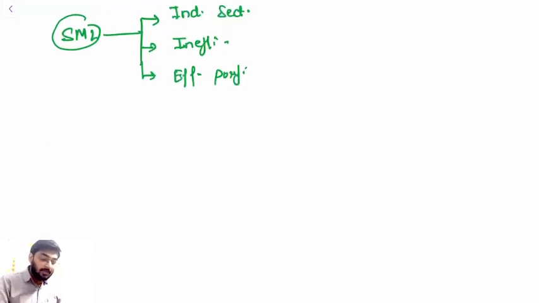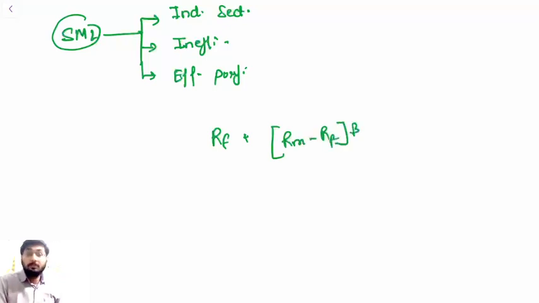CAPM formula: RF plus (RM minus RF) multiplied with the beta. Clear? And this will give you the expected return, whether on the asset or on the portfolio. Clear? Now the question is, sir, how is this SML derived? How did this SML come into the picture?